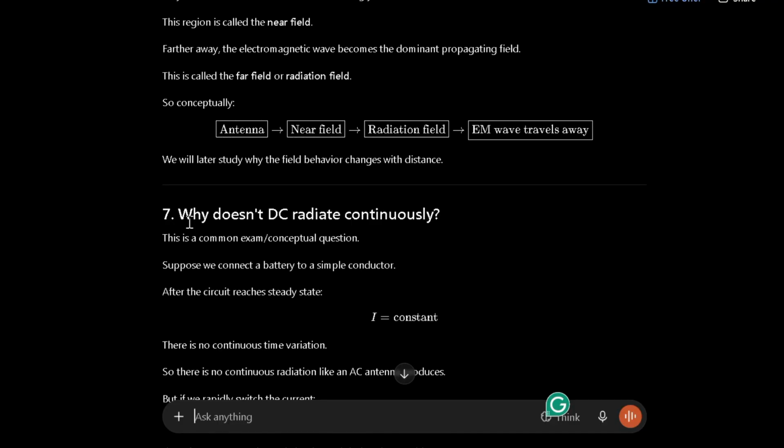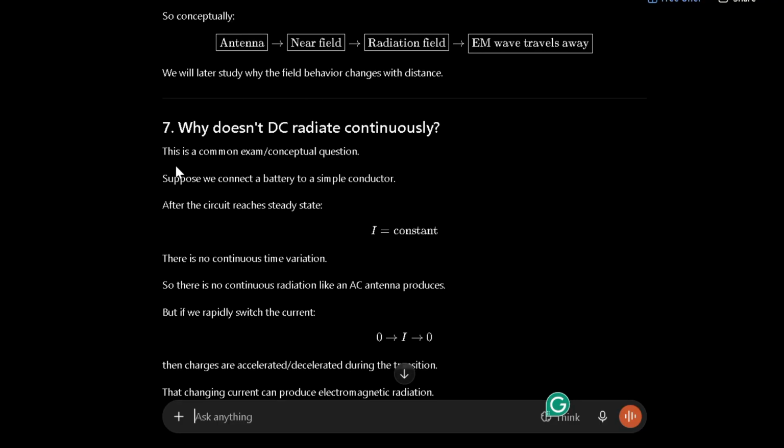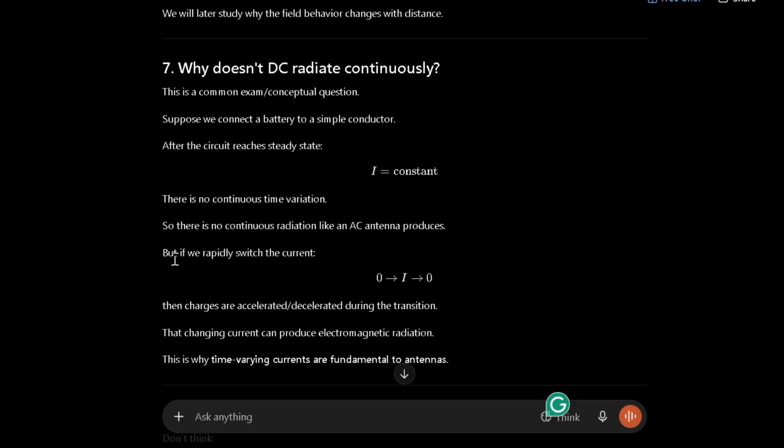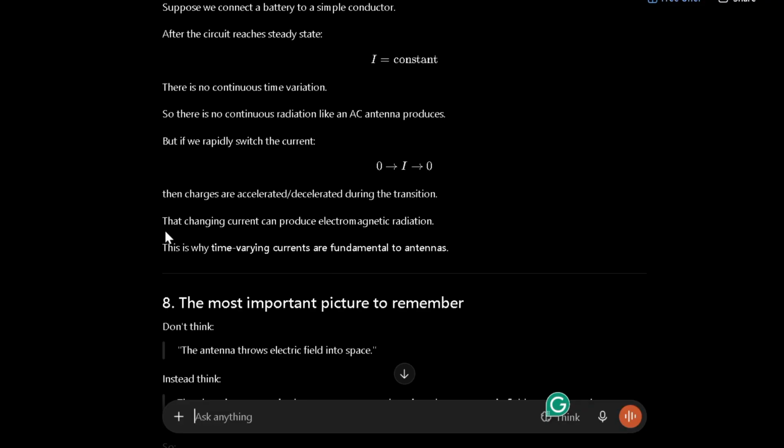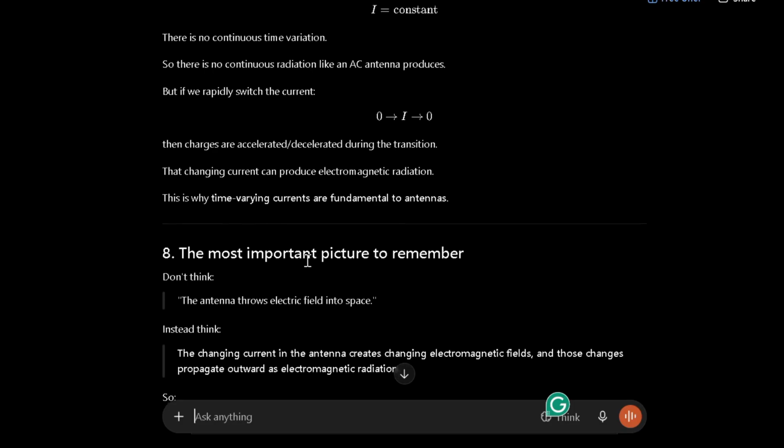Why doesn't DC radiate continuously? This is a common exam conceptual question. Suppose we connect a battery to a simple conductor. After the circuit reaches steady state, I is constant. There is no continuous time variation, so there is no continuous radiation like an AC antenna produces. But if we rapidly switch the current, then charges are accelerated or decelerated during the transition. A changing current can produce electromagnetic radiation. Time-varying currents are fundamental to antennas.